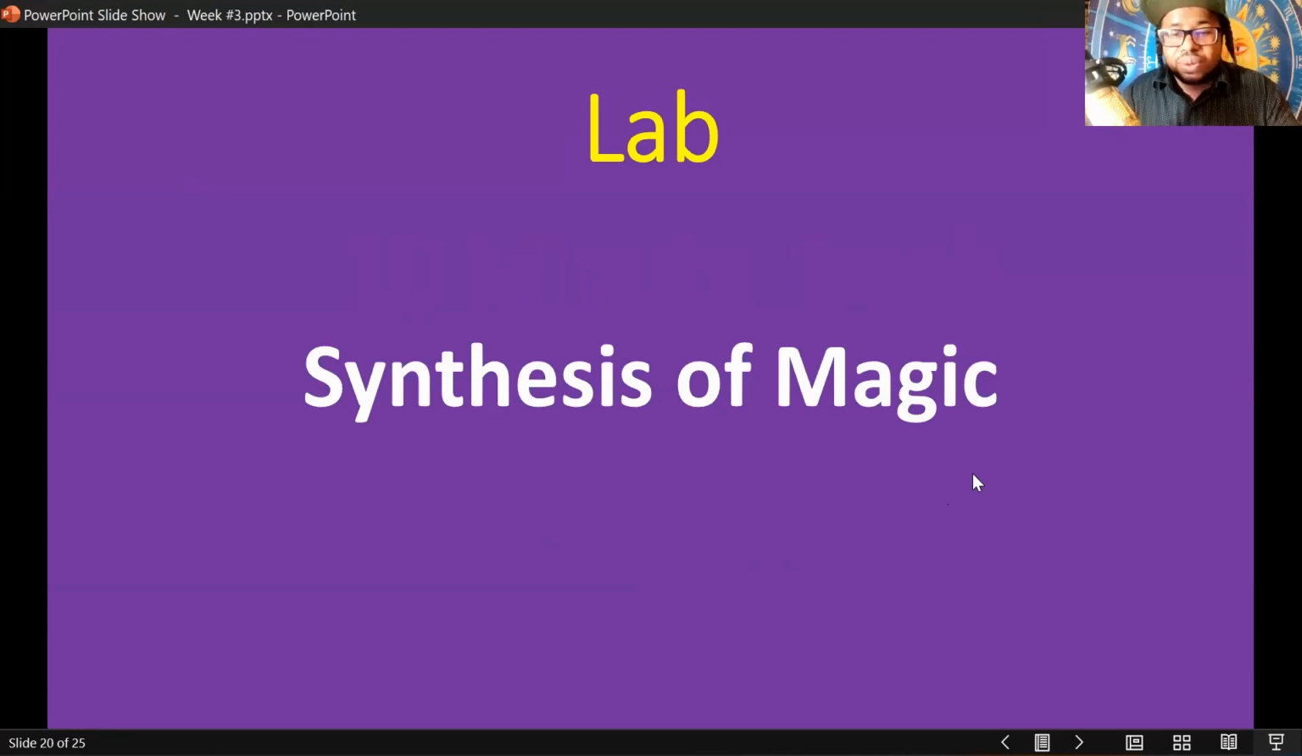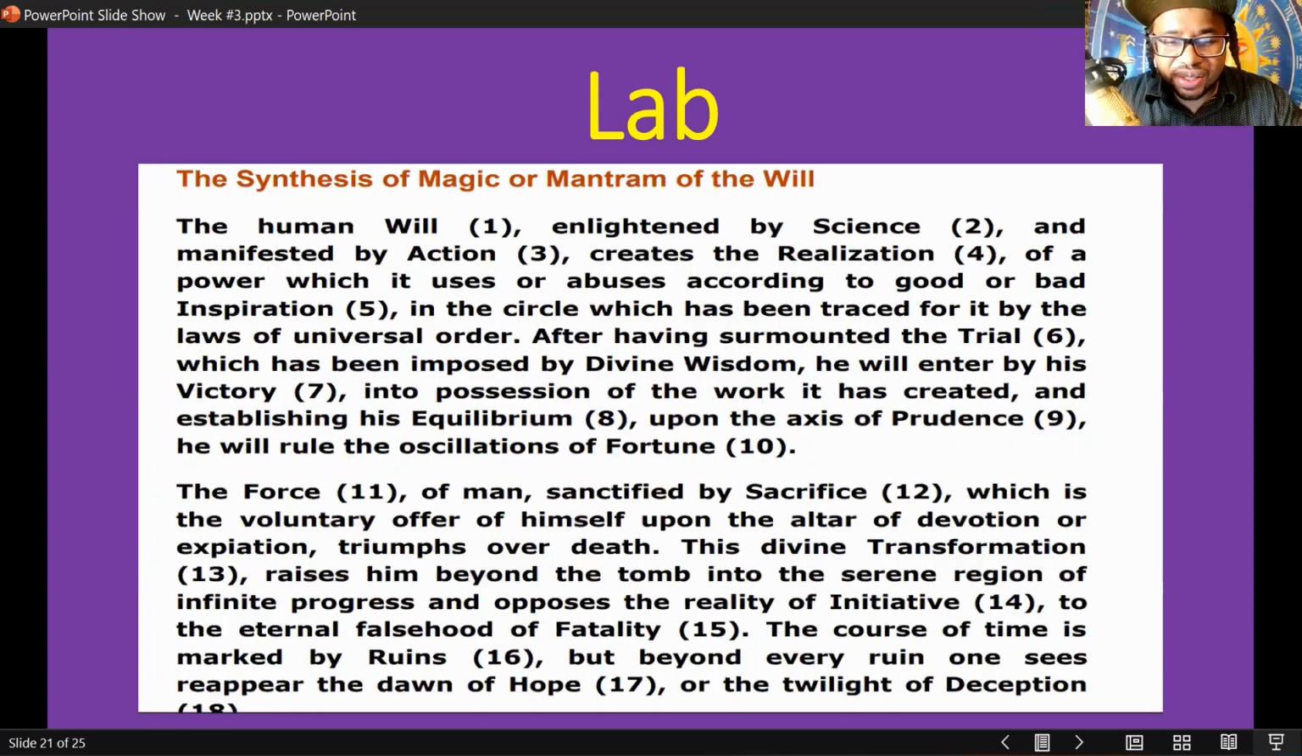Oh, yes. The synthesis of magic. So Zane urges everyone to learn the synthesis of magic, to ultimately commit it to memory. It's awesome, and you can commit it to memory. And what it does is, I'm gonna show you what it does. And everybody has this. It's also inside of our handouts.